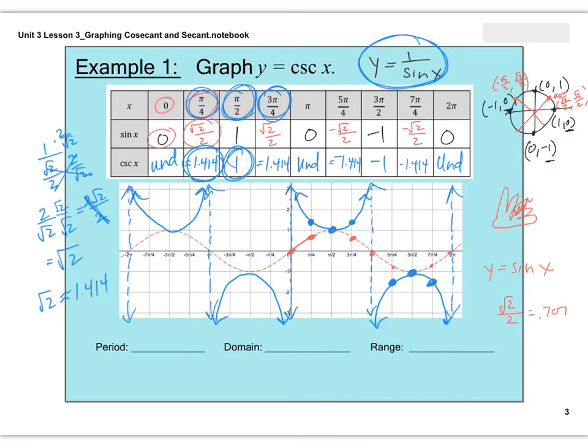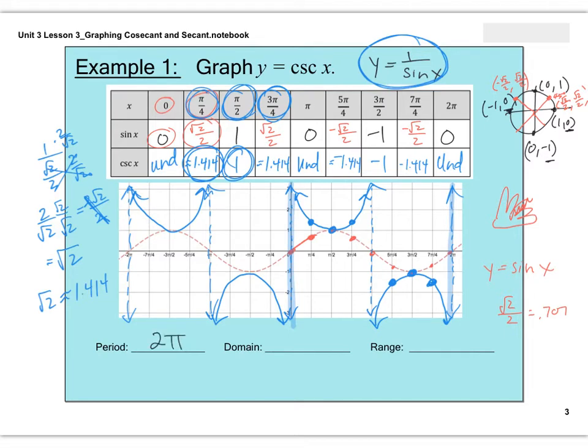Now what's the period? How long does it take before it repeats? Well, let's see. Let's say we start here, and then there's one U-shaped branch that goes up, one U-shaped branch that goes down, and then here we would repeat. So the period is 2 pi.